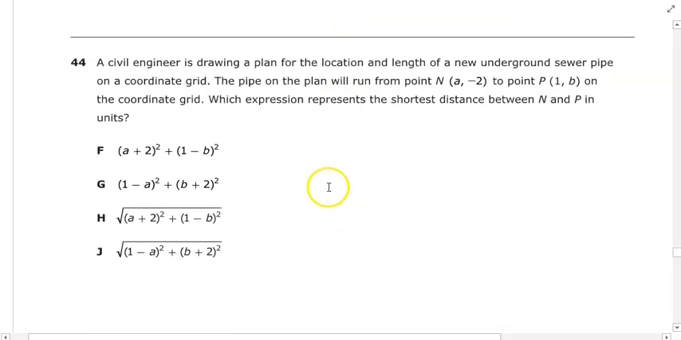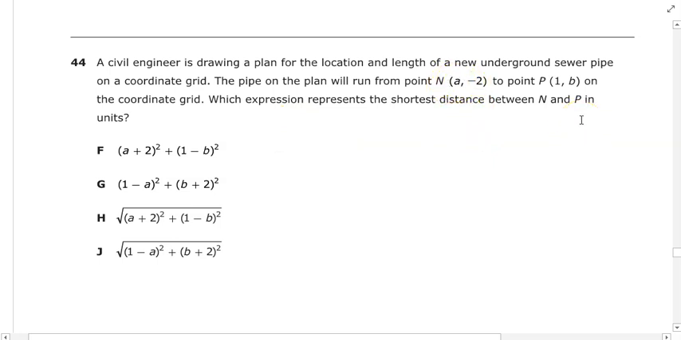All right, number 44. A civil engineer is drawing a plan for the location and length of a new underground sewer pipe. On a coordinate grid, the pipe on the plan will run from N to P. On the coordinate grid, which expression represents the shortest distance between N and P? Normally we just use the distance formula here and plug in the pieces, except we don't know the value of A or B.